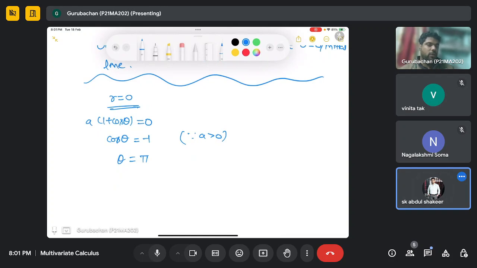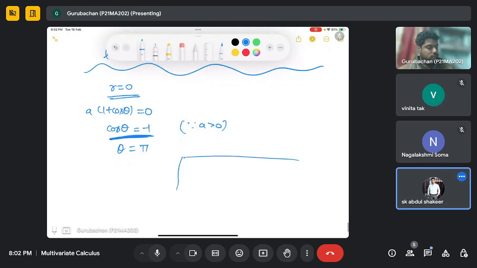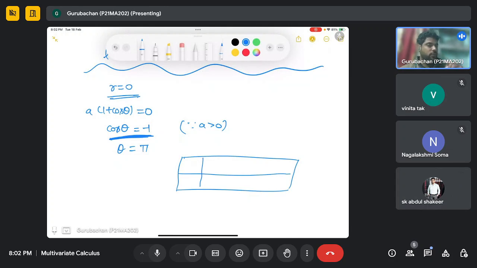Is there any other possibility between 0 to 2 pi? In between 0 to pi, pi by 2, sir? No, no, no. Sir, cos theta is minus 1. Sir, theta may be 3 pi. And what is 3 pi? Again pi. I am asking for between 0 to 2 pi. Understood my point?